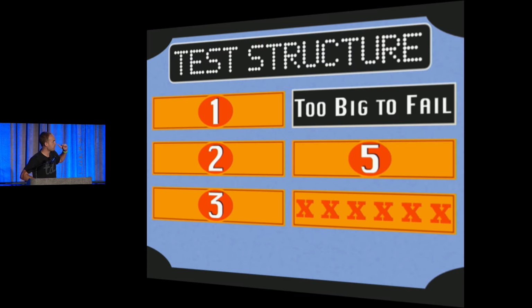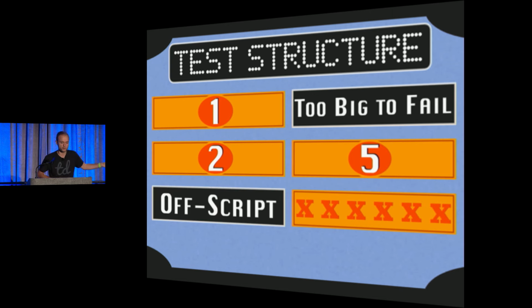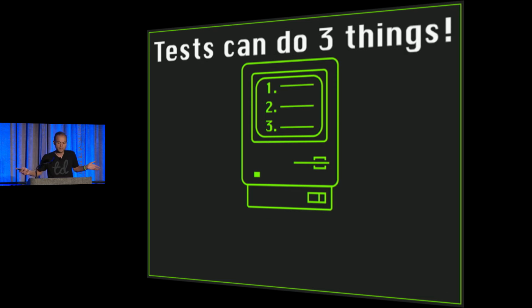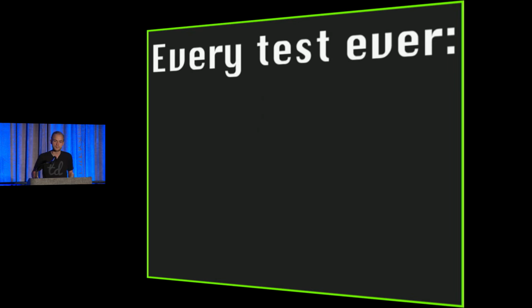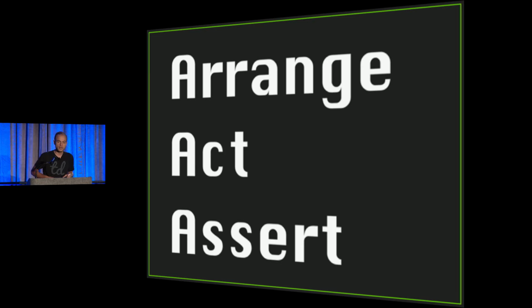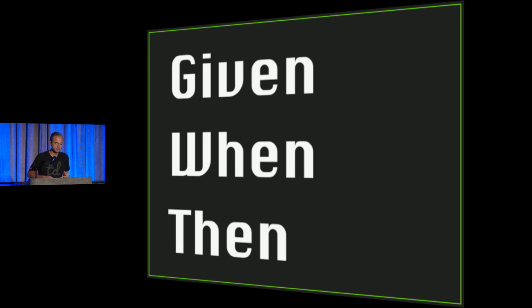Next thing I want to talk about is people hate their tests because they go off script. Code can do anything. Our programs should naturally be really creative and unique and solve all sorts of interesting problems. But every test can really only do three things. They all follow exactly the same script. Every test ever will set stuff up, invoke a thing, and then verify its behavior. Some people call these the three phases: arrange, act, and assert. A more natural English way to say that is given, when, and then.